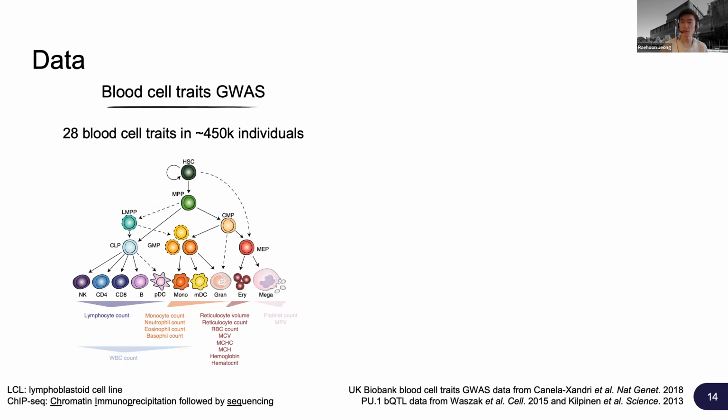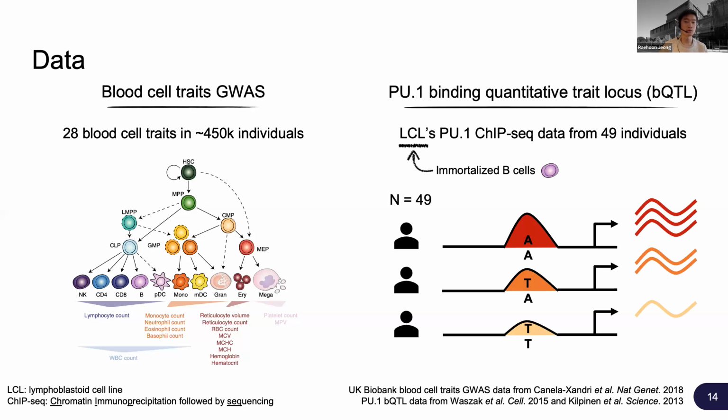To test my hypothesis, I analyzed the following data. I downloaded GWAS summary statistics for 28 blood cell traits derived from more than 450,000 white British individuals in the UK Biobank. Studied blood cell traits include red blood cell count, lymphocyte count, and so on. And as I mentioned, I analyzed PU1 ChIP-seq data from 49 European individuals. The data were generated in a cell type called lymphoblastoid cell lines, or LCLs. And they are cells derived from B cells, so they could be relevant to several white blood cell traits.